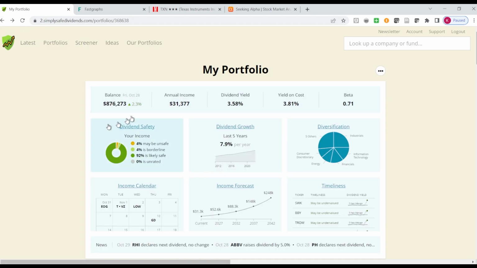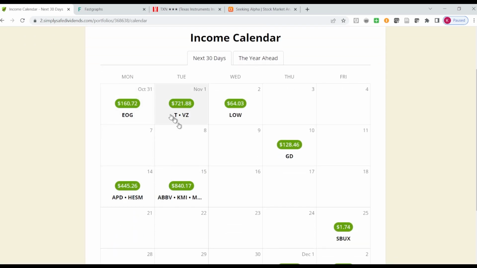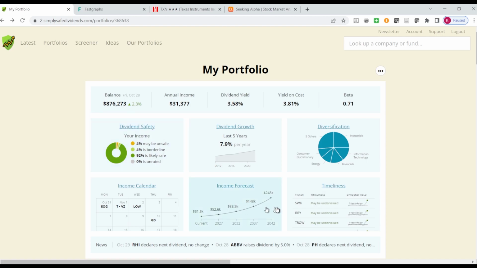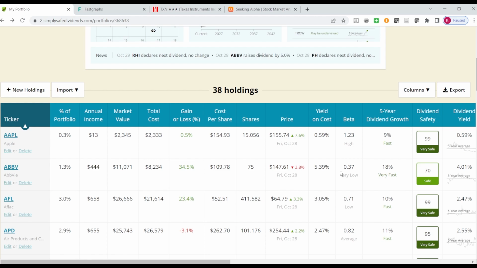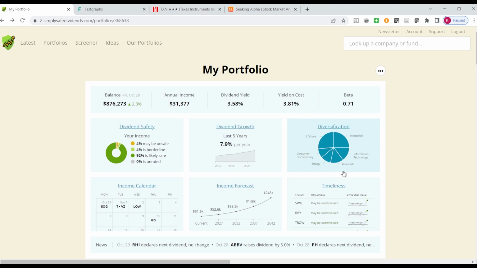But you can see it also gives me some really cool information: what the annual income is, the dividend yield, the yield on cost, what the last 5 years of dividend CAGR are, the diversification. It shows me the income calendar that's coming up, and it shows me which stocks are going to be paying dividends and how much that's going to be, which is sometimes very helpful when I'm looking for dividends to come in. There's an income forecasting tool as well. So a lot of good portfolio management information here inside of Simply Safe Dividends.